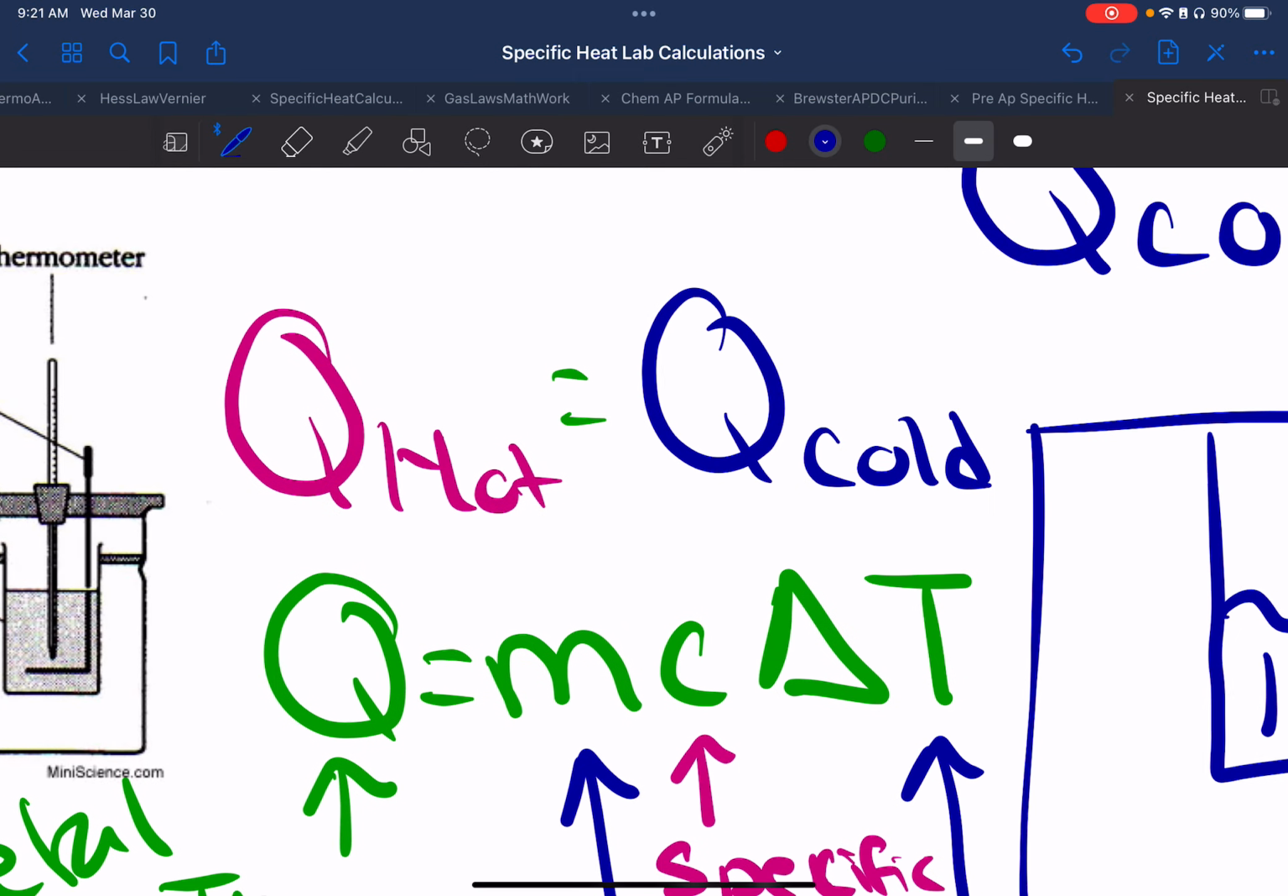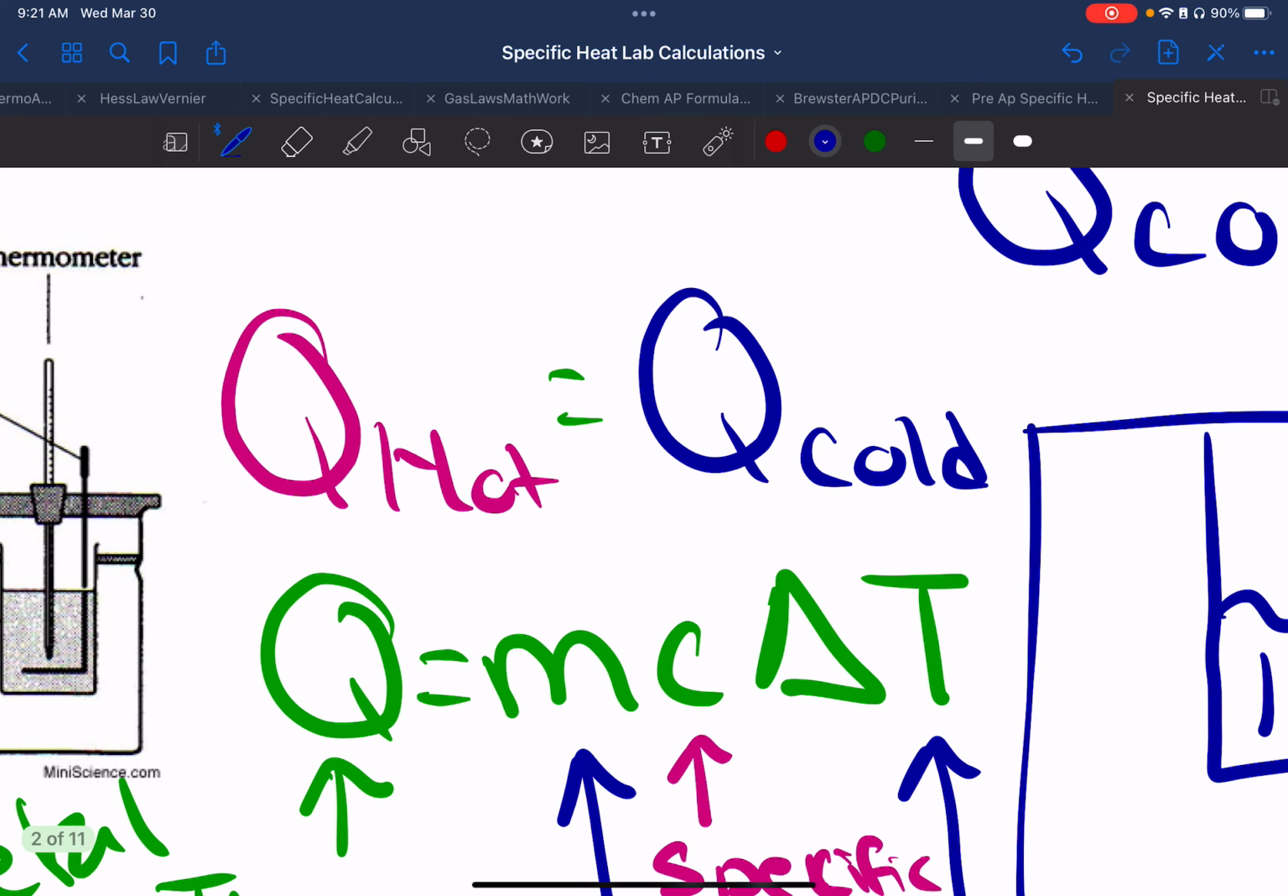So the idea is that as my Q hot loses its energy, Q cold is going to gain. And you've seen this before. If you have hot packs, you activate them and put them in your hands, and the energy transfers from the hot pack to your hands, and your hands feel warmer. So basically, we were trying to reach an equilibrium here.